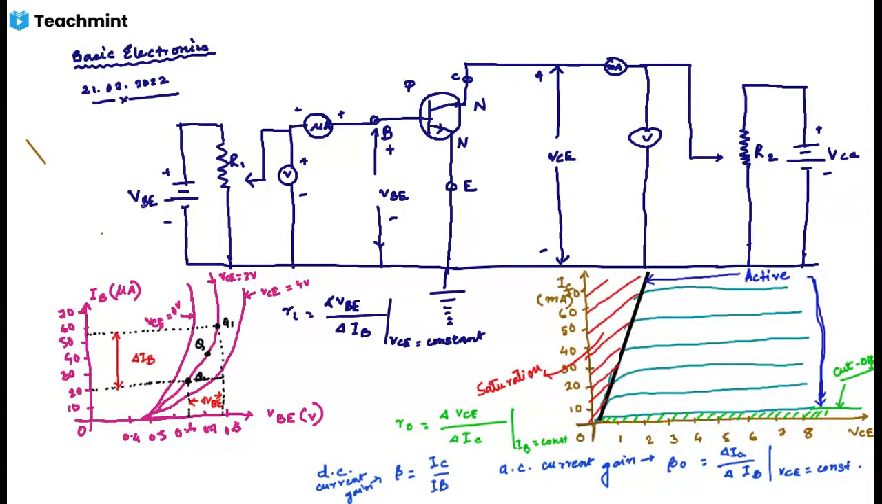Okay, so let us start the common collector input and output characteristics. Just a minute, give me a time. Just a minute, I will drink some water. Please give me a second. Thank you.